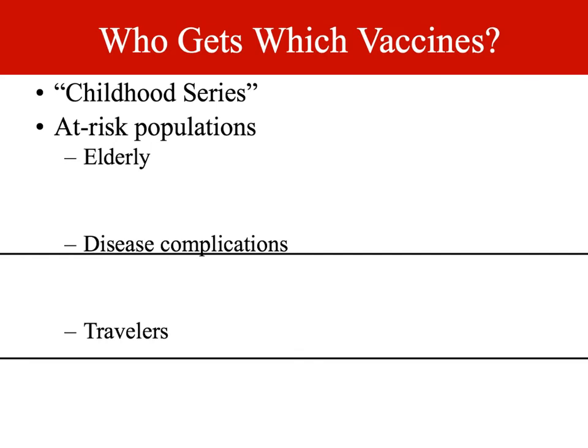The idea there is that it's going to create a certain level of immunity within the population, so that it's going to protect the members of the population who are unable, medically speaking, to receive the vaccines.